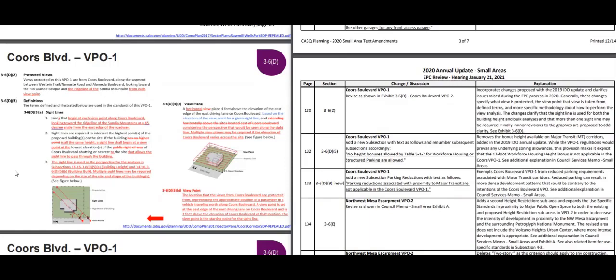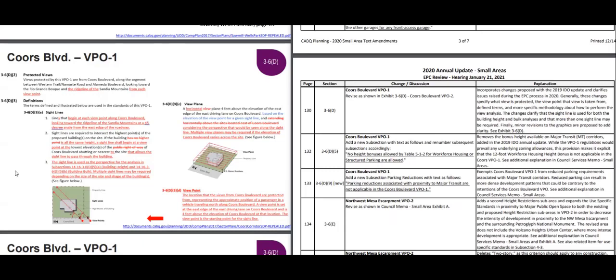The main intent of updating these regulations is to incorporate changes that were proposed in the 2019 IDO annual update, and also clarify some issues raised during the EPC review process that we encountered in 2020. Generally, the changes specify what view is protected, the viewpoint that view is taken from, define terms, and more specific methodology about how to perform the view analysis.